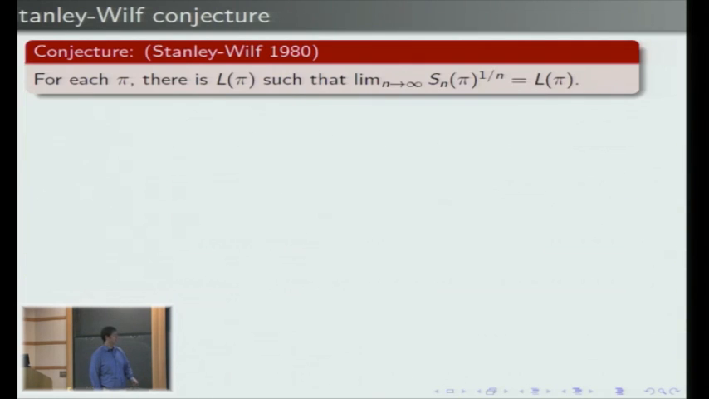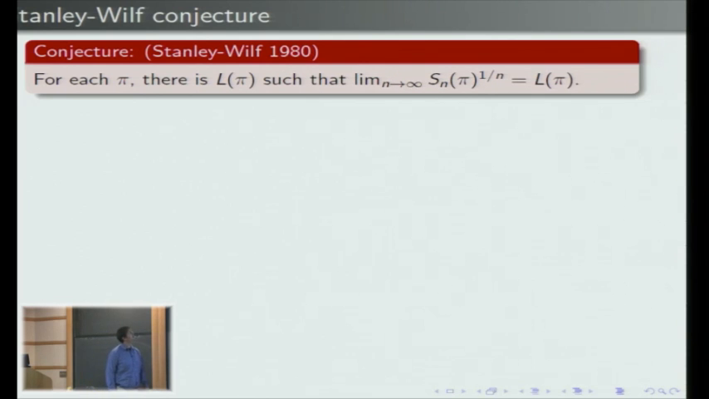And there's a classical conjecture in this area, an old, well-known conjecture called the Stanley-Wilf conjecture. It says that for each permutation pi, there's a number L(pi) such that Sn(pi) to the 1 over n tends to L(pi). So that Sn(pi) grows exponentially in some constant, which is the Stanley-Wilf limit called L(pi).